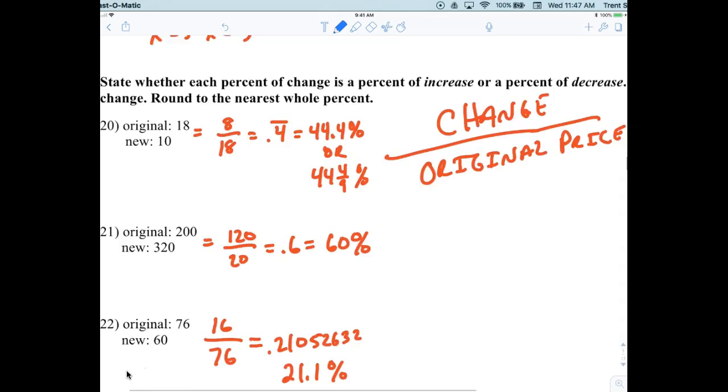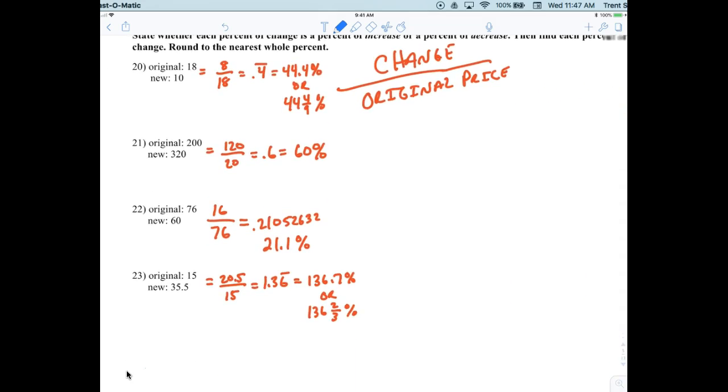So let's scroll this up. Now, do I care if you put 44.4% or 44 and 4 ninths? If you put 44 and 4 ninths, that just means I know you're listening to me. I would like for you to know that. All right? Now, there you have 4 problems. Same. Change divided by the original amount.